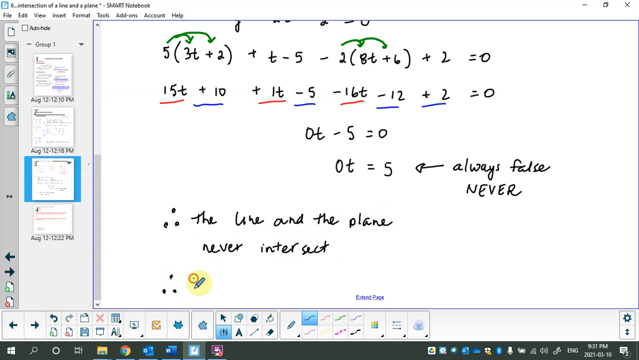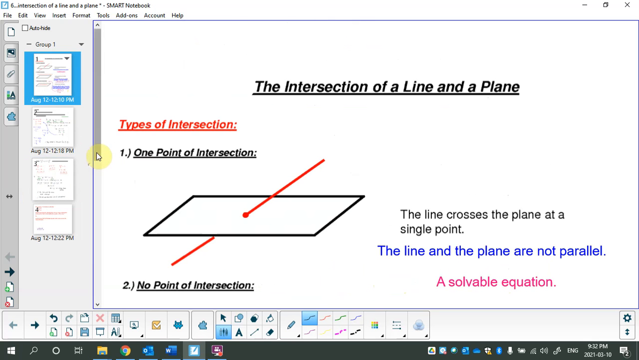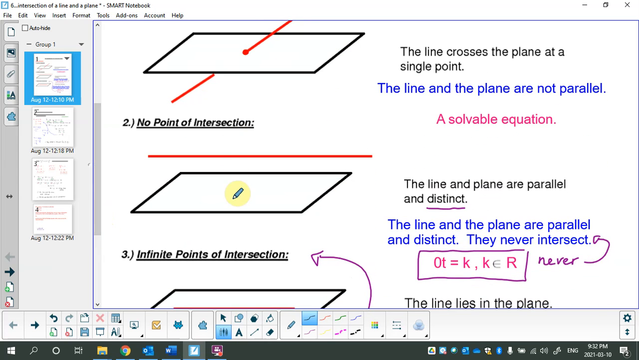And we can go one step further and describe what's happening. So therefore, the line and the plane are parallel and distinct, meaning that one is flying up above the other.